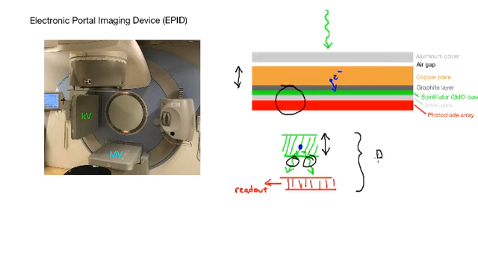Overall, this is called the detective quantum efficiency of the system, DQE. Essentially, how much signal comes out. I talked about one way to influence that. You can make the collection conversion layer thicker, okay?